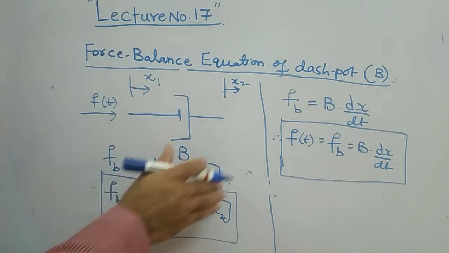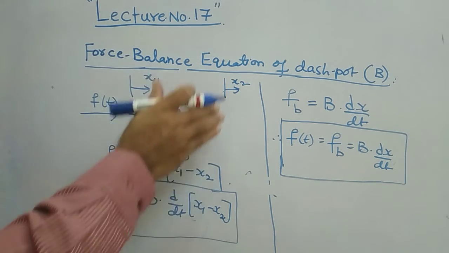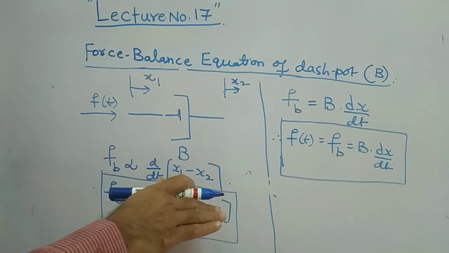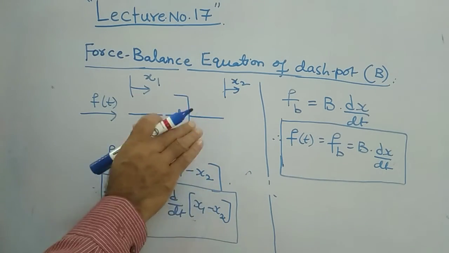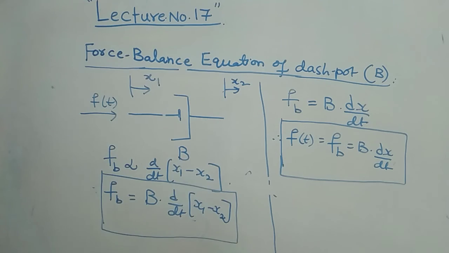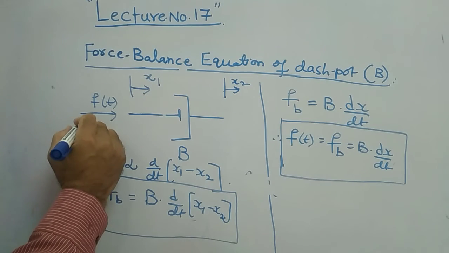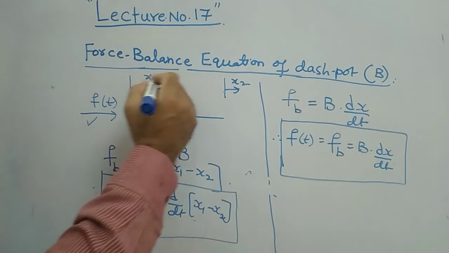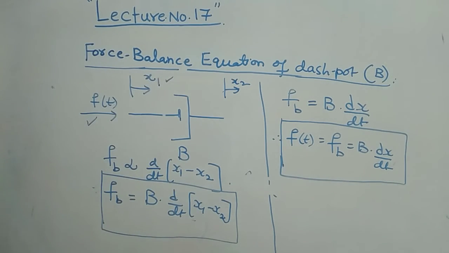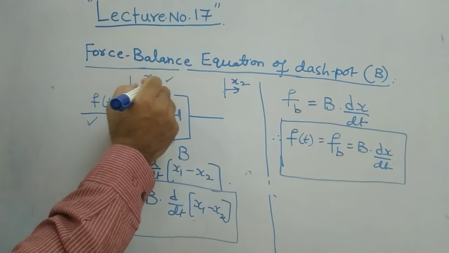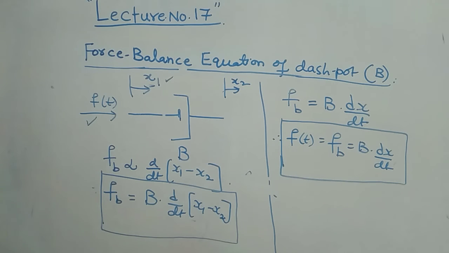So in this mechanical translational system, what is the output and what is the input? The input is f of t. Remember that. The applied force is your f of t, and the displacement will be considered as the output. So the displacement is the output, and this is called the input.